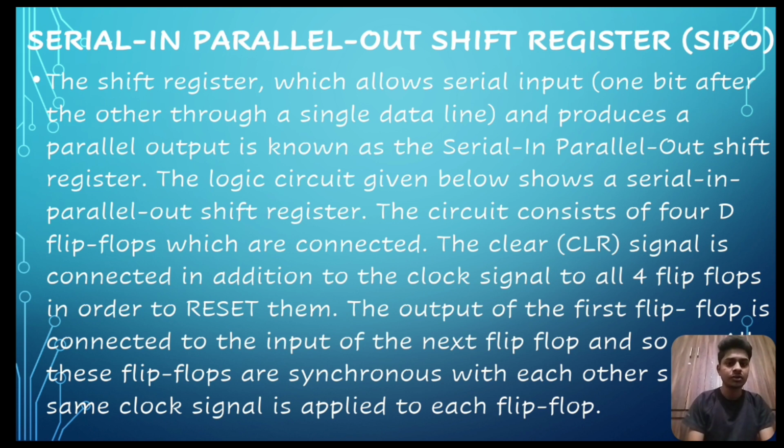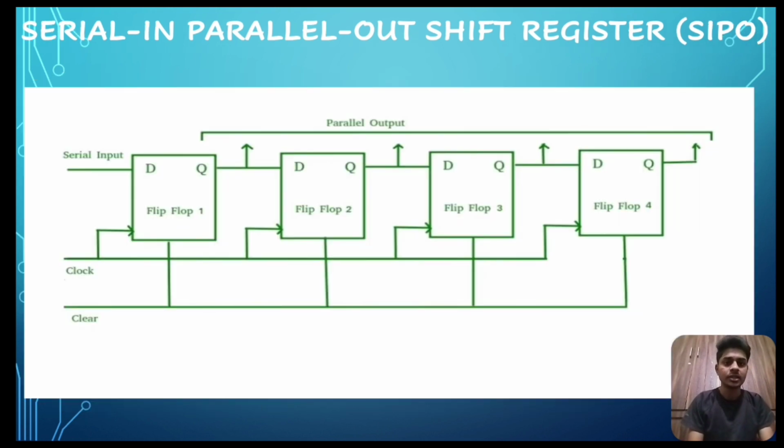The circuit consists of D flip-flops which are connected. A reset signal is connected, in addition to the clock signal, to all four flip-flops in order to reset them. The output of the first flip-flop is connected to the input of the next flip-flop, and so these flip-flops are synchronous with each other, so the same clock signal is applied to each flip-flop. This is the serial in, parallel out shift register.